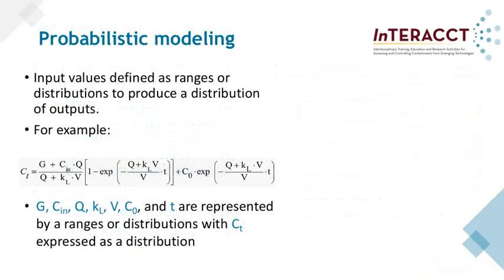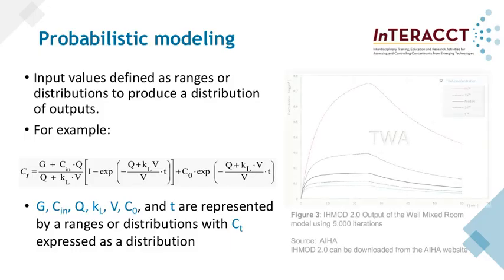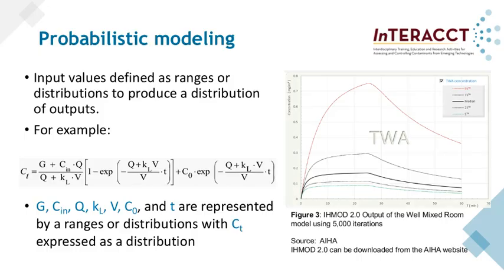Using the same mathematical model, the well-mixed room model, described in the previous slide, we can apply a probabilistic approach with the input values defined as ranges or distributions instead of single-value point estimates. Then, running multiple iterations of the calculations in which values are randomly selected from these ranges or distributions, a distribution of outputs is created. In the figure shown on the right side of this slide, we see the graphical output of this model simulation, showing several different fractions of the exposure distribution, including the 95th percentile output.